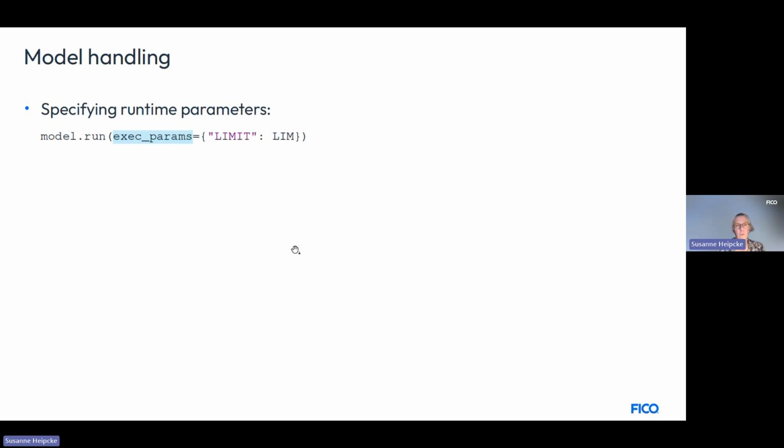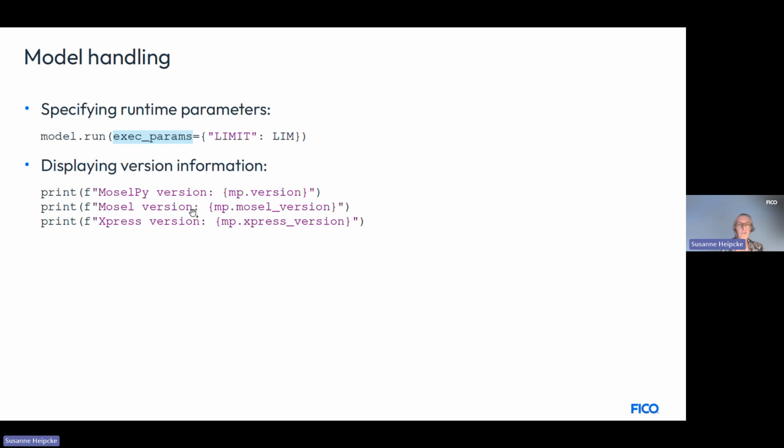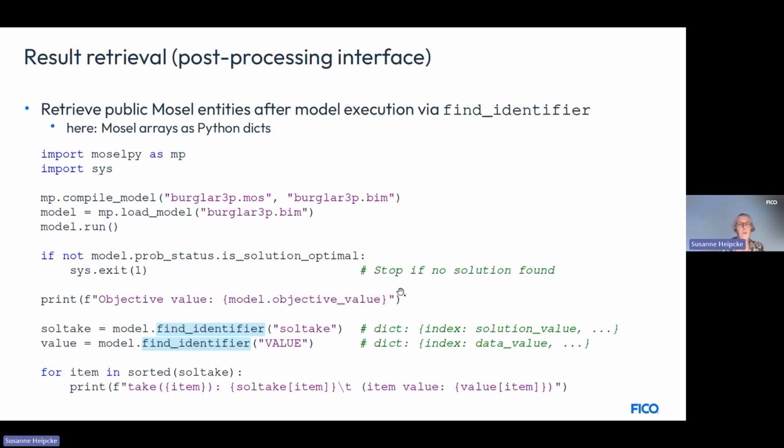As always, you have runtime parameters. So limit would be something. This label here is something that is declared as a runtime parameter in Mosel, and you provide values to this. So these are scalars that appear in the parameters block at the beginning of your Mosel model. For retrieving information, you have MP, our Mosel Pi environment that we have loaded, and you can get the Mosel version and Xpress version out of it.